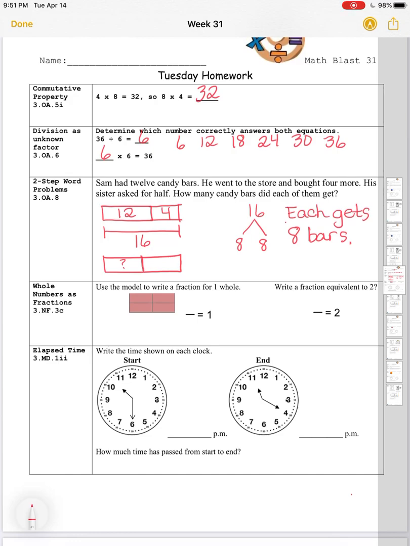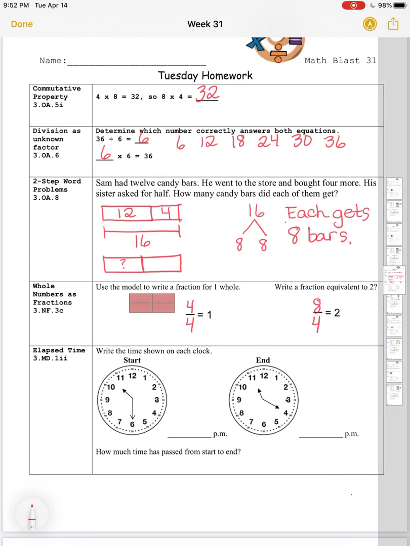Whole numbers as fractions. Use the model to write a fraction for one whole. So I notice there are 4 equal parts in the whole rectangle there. And all 4 parts are shaded. So we're dealing with fourths, and 4 fourths would equal 1 whole. Write a fraction equivalent to 2. Well, if 4 fourths is 1 whole, then 4 fourths and another 4 fourths would be 2 wholes. That would be 8 fourths.